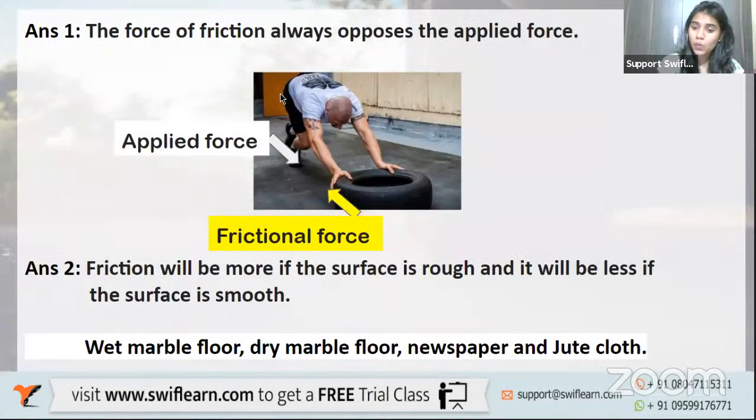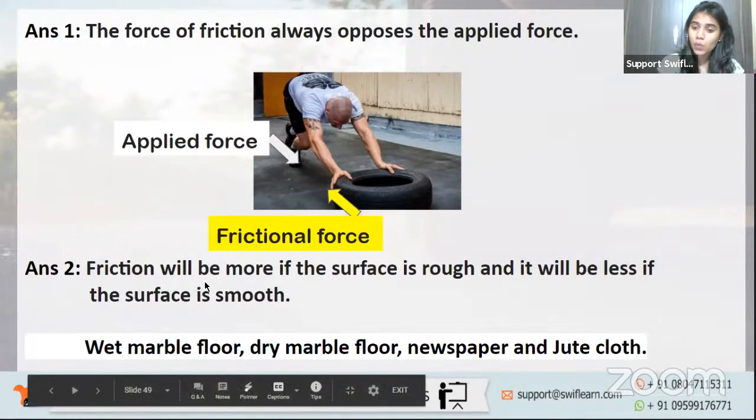Now, the answer for the first question is, if he is pushing this side, then obviously the frictional force will be opposite. So the frictional force would be that side. If I am pushing something this side, the frictional force would be this side. This is the frictional force if I am pushing something. Always, the frictional force will be opposite to the direction of the applied force.